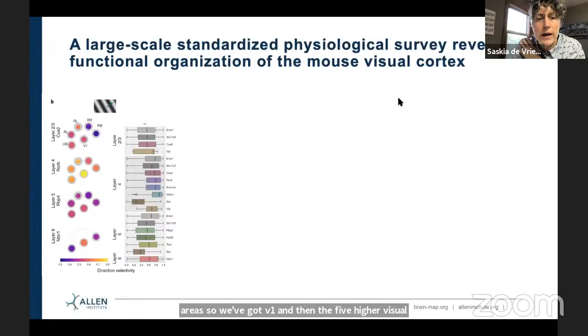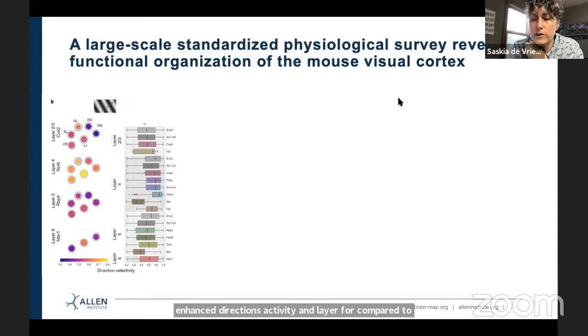The color now is the median value of the cells that are in each area. And so you can see a little bit of an organization of direction selectivity, where we see stronger direction selectivity in V1, and particularly in layer 4 of V1. And then the direction selectivity is actually weaker in the higher visual areas, which was something that surprised us somewhat. And on the right is a plot that just summarizes within V1, looking across all of the different Cre lines. Again, you see this enhanced direction selectivity in layer 4 compared to the more superficial and deeper layers in the excitatory populations.